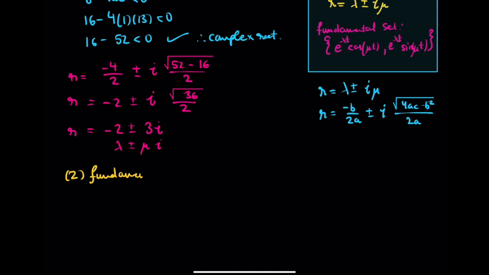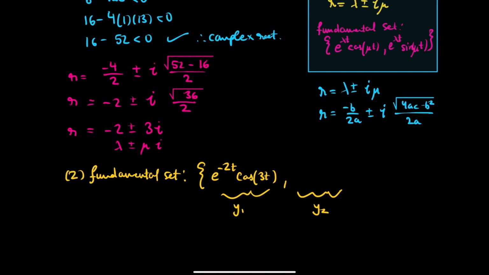Fundamental set. So the fundamental set is e to the lambda t, and so lambda is minus 2t cosine 3t, and then this is your y1, and your y2 is e to the minus 2t sine of 3t. Okay, that's your fundamental set.